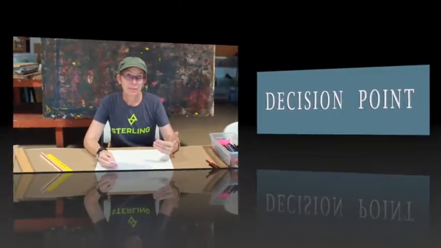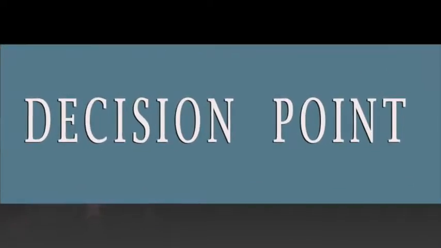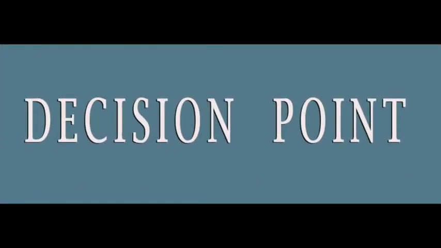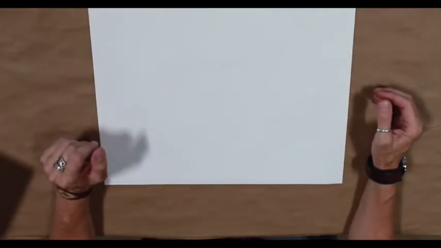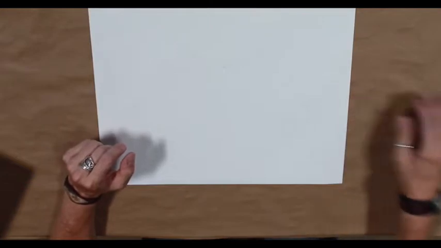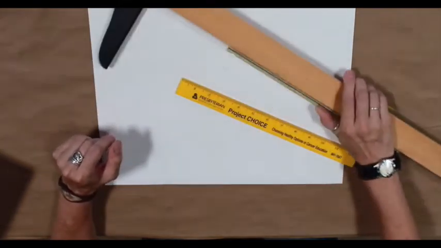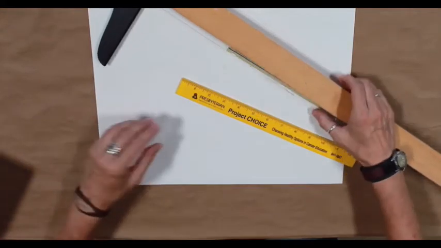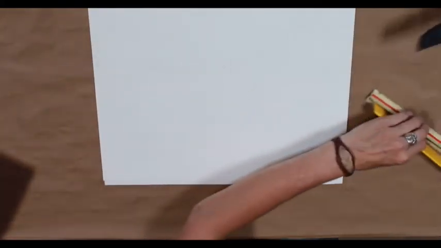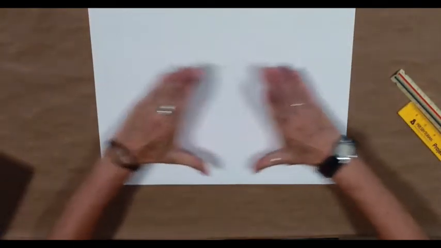Today's project lets us visualize our decision point. We're going to use a drawing technique called single point perspective. You'll need a ruler or straight edge to make this the easiest. So align your paper horizontally.